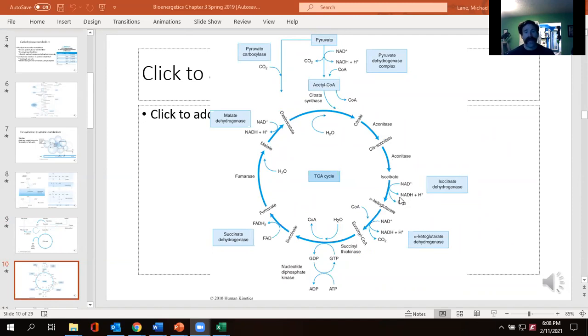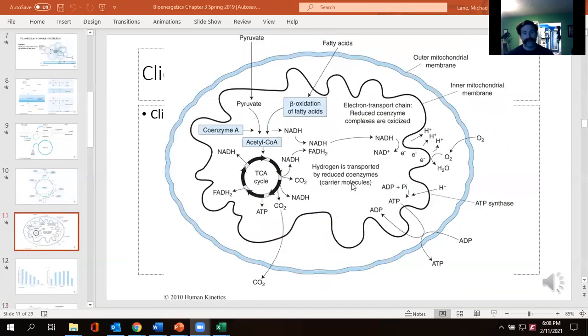So after we go ahead and generate all this, that's when we're going to go into the electron transport chain. We're going to create this wonderful gradient because we've pumped all of these protons in there. And then we're going to go ahead and capture it on the backside. So yeehaw, energy production, quick review.